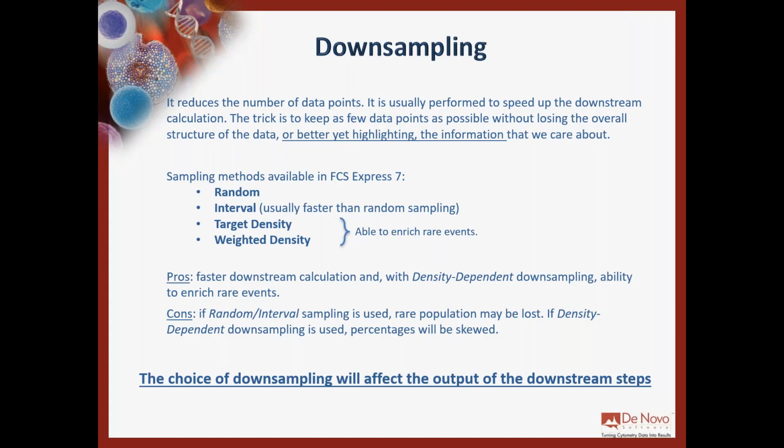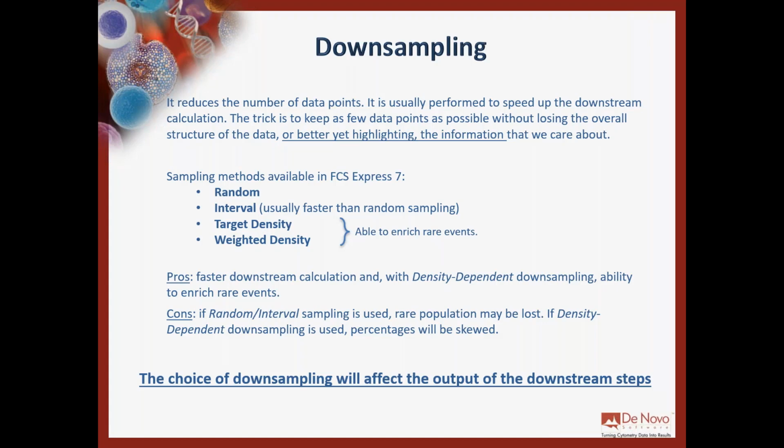You see here, I always like to mention a little bit about the good and the bad stuff. So when you do downsampling, in general, the good point is that you have a faster downstream calculation. Okay, that's the main advantage. The other good point that you have with target and weighted density is that you can also do this by enriching in rare events. The negative sides: if you use random or interval sampling, you might lose rare populations.